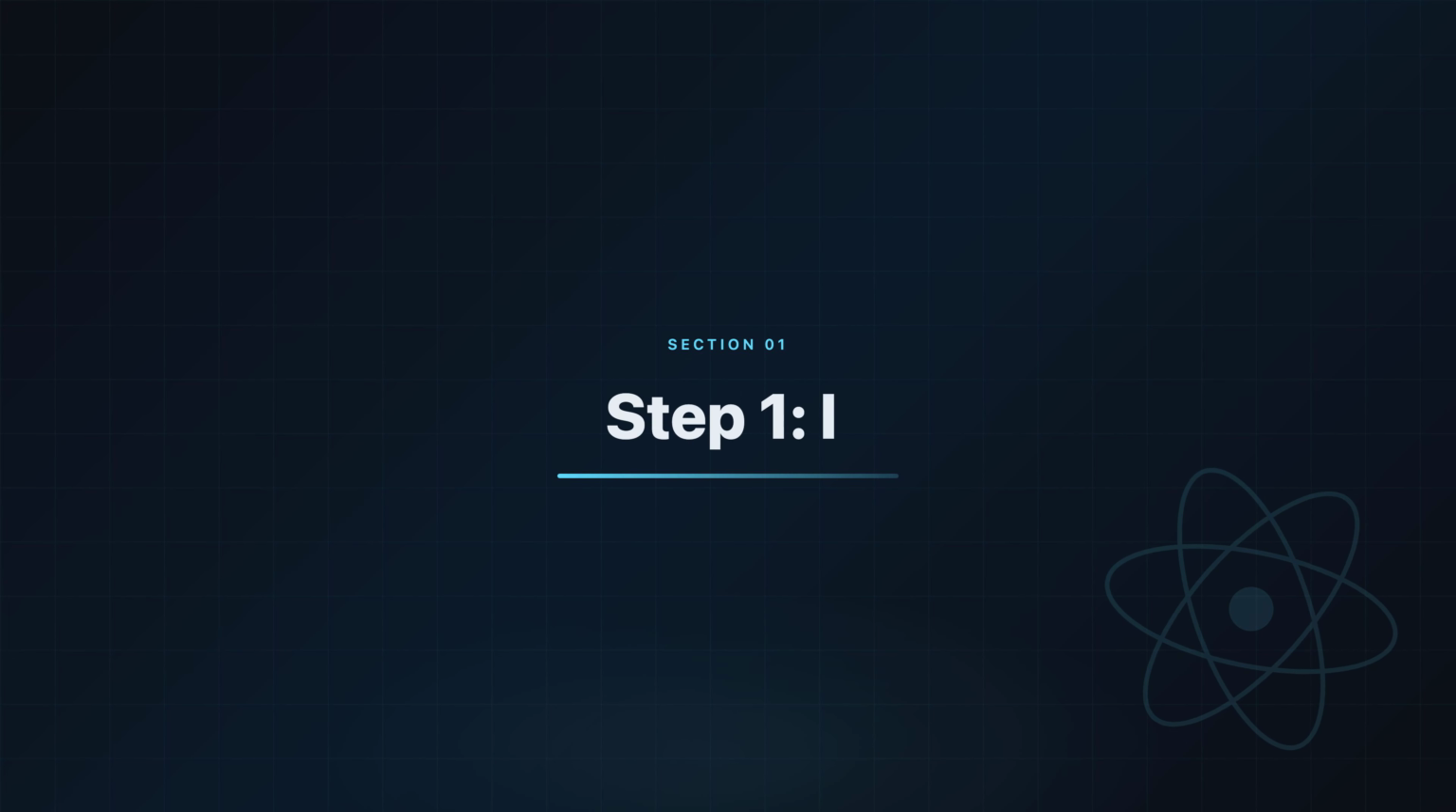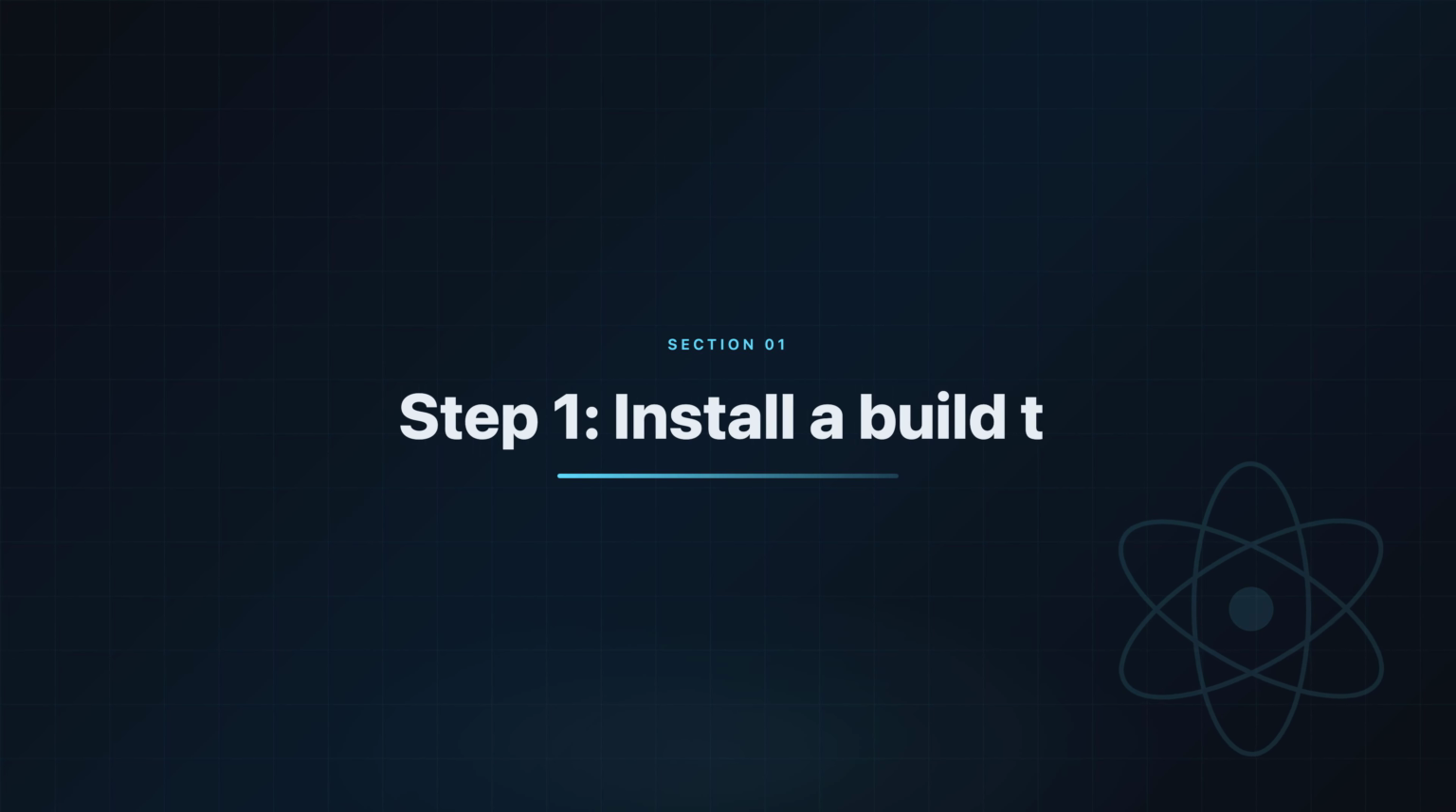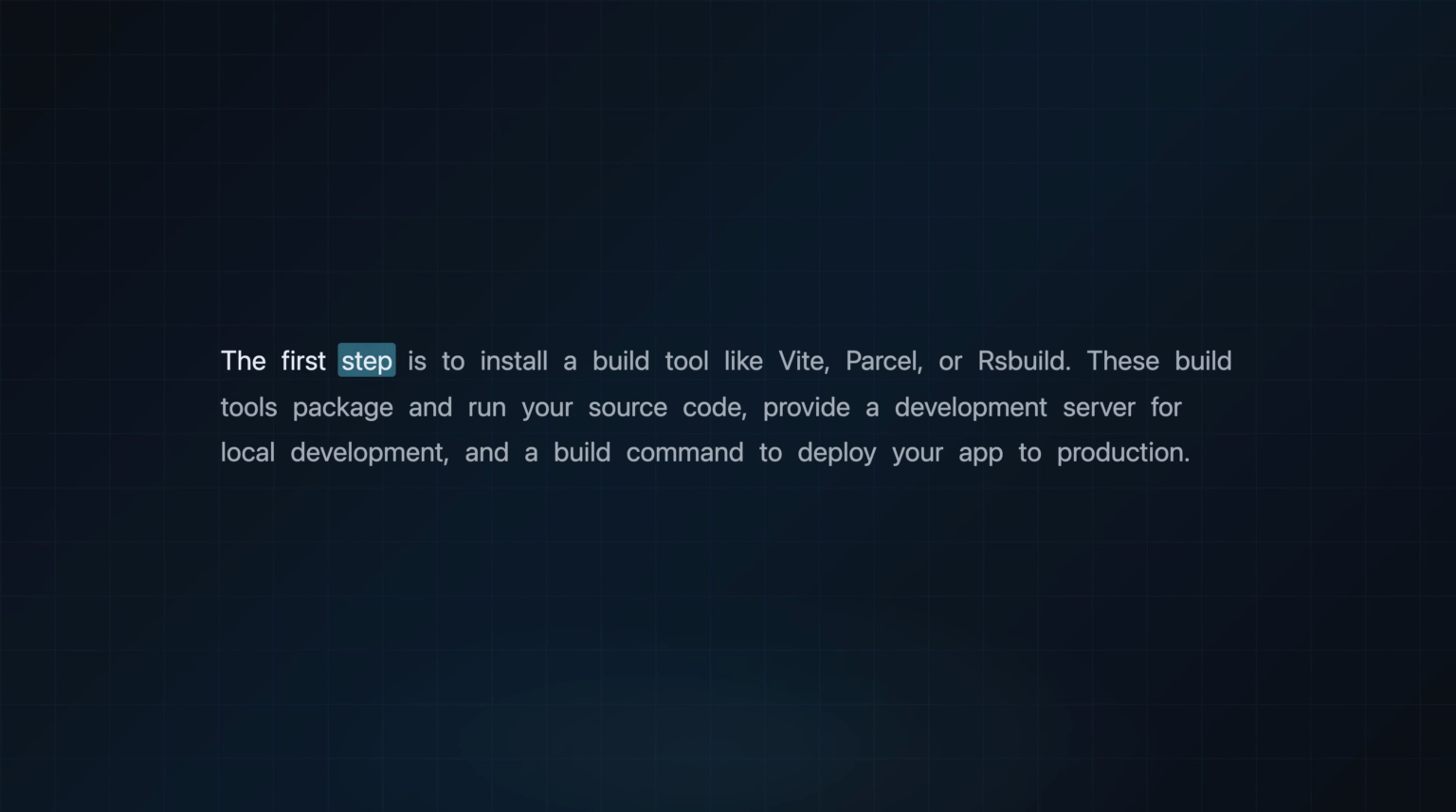Step 1. Install a build tool. The first step is to install a build tool like Vite, Parcel, or RSbuild. These build tools package and run your source code, provide a development server for local development, and a build command to deploy your app to production.